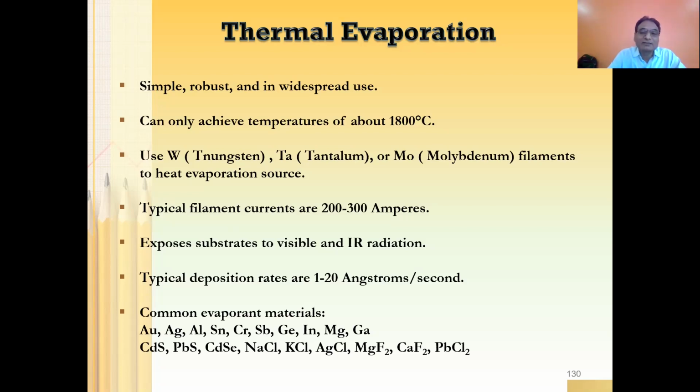The typical deposition rate as far as thermal evaporation is concerned is around 1 to 20 angstrom per second. It's not going to be very good, but it is not bad. These are the materials which can be evaporated by using thermal evaporation, like gold, silver, aluminum, and so on. So we are using gold, silver, even copper as well. These are the common materials which we are using in our laboratory for evaporation.